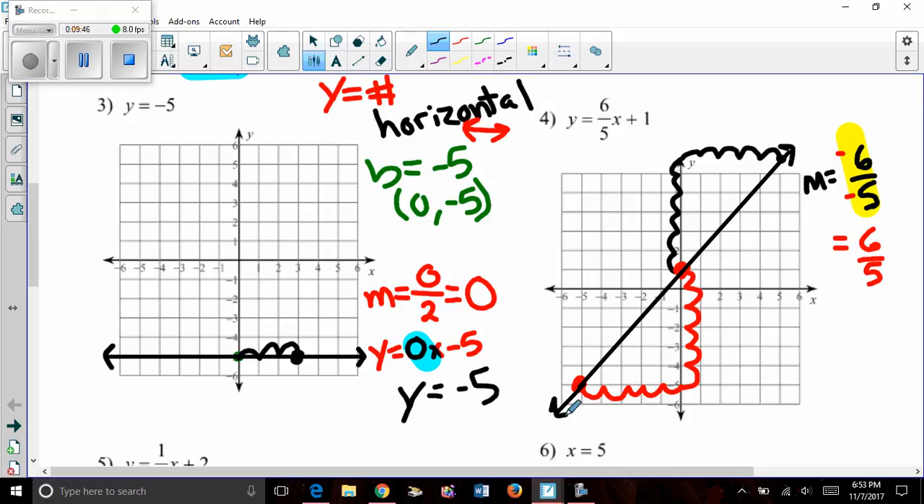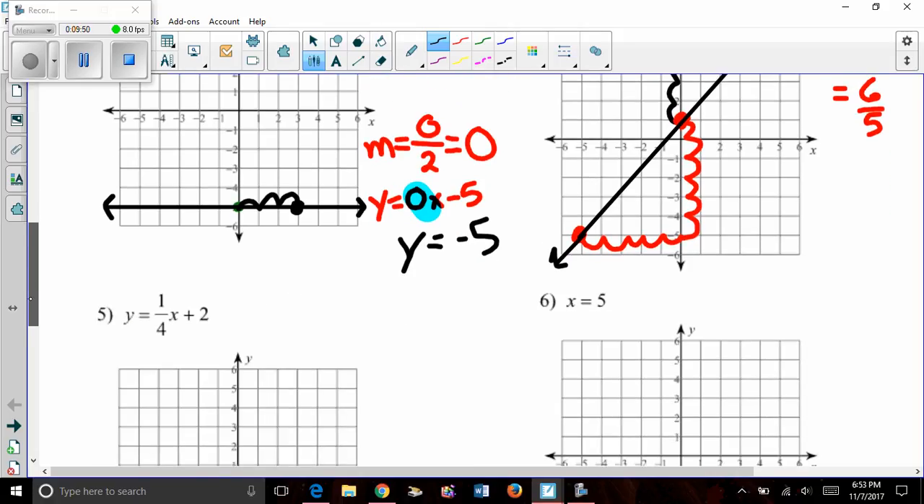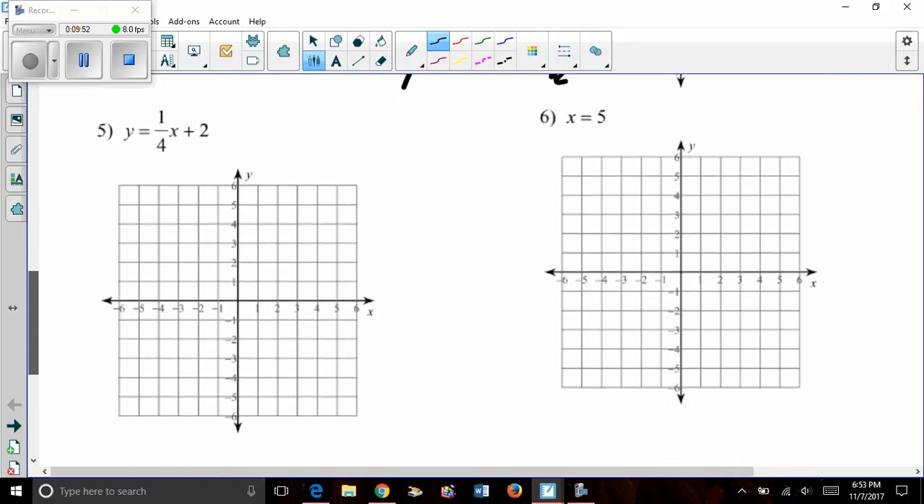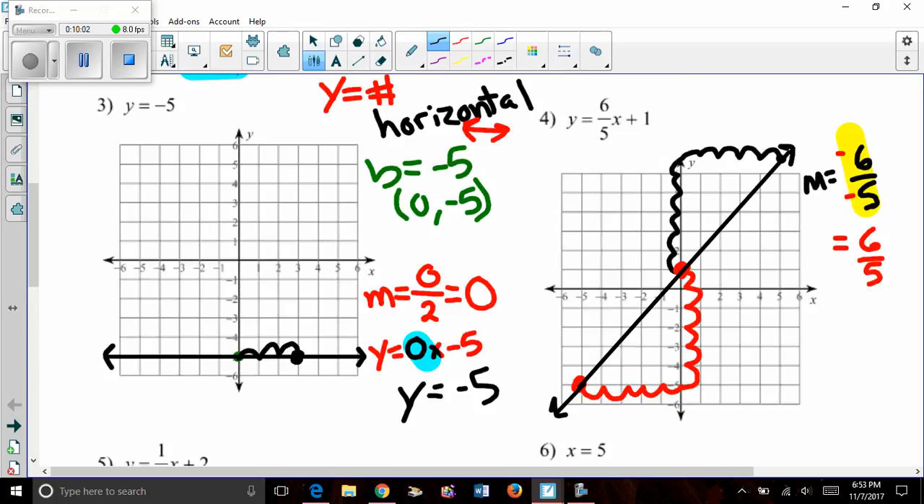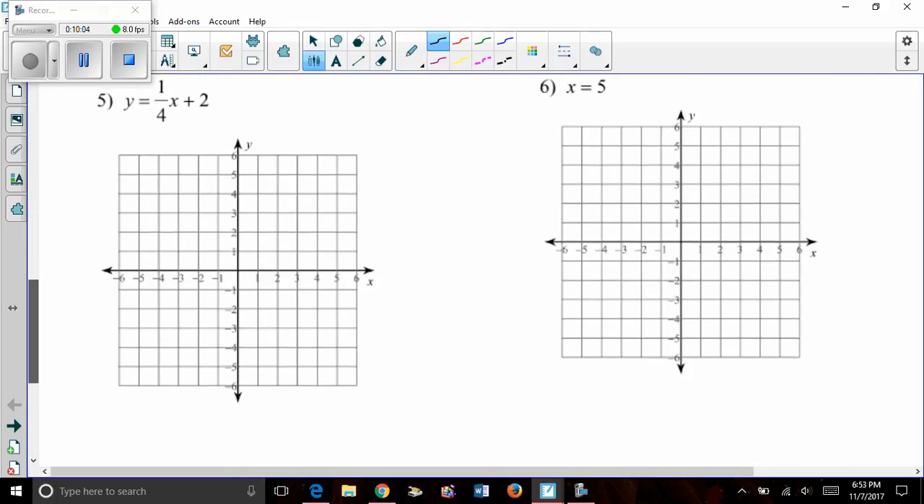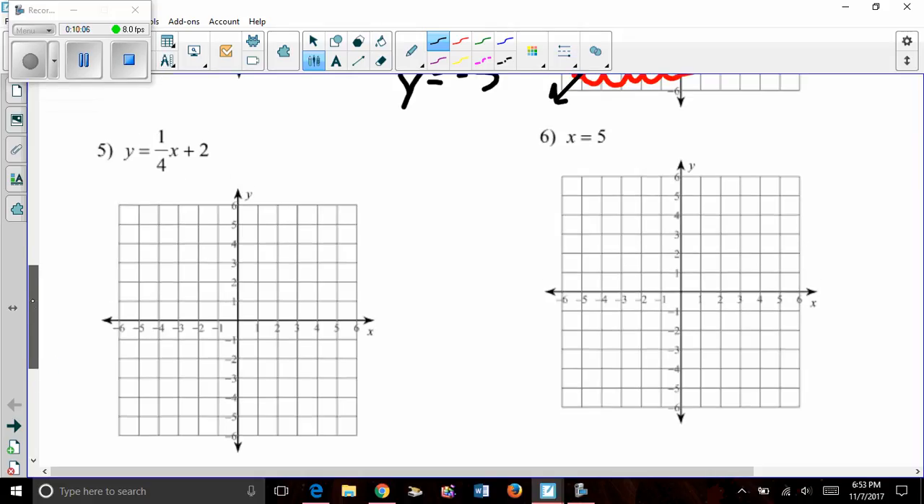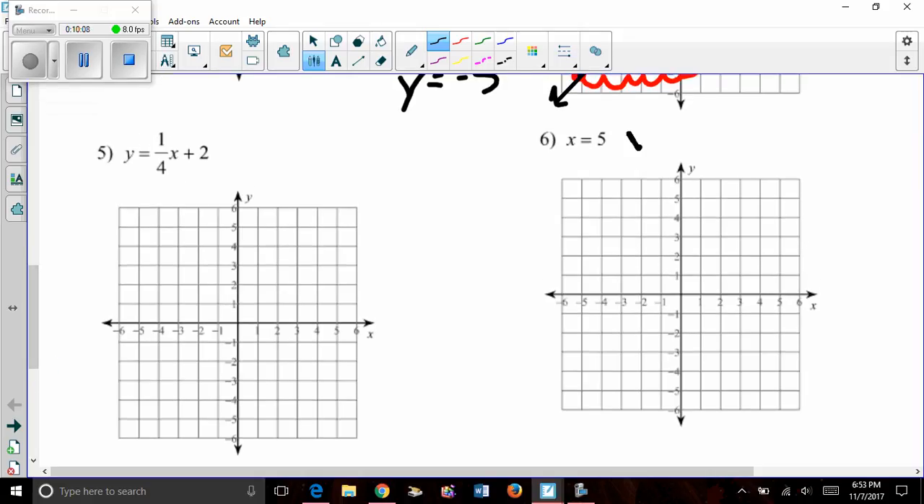There's another example I want to talk about here, and that is going to focus on number 6. X equals 5. What I want you to remember about x equals 5 is that it is, I'm sorry, x equals 5 is a vertical line, meaning it's going to go straight up and down.